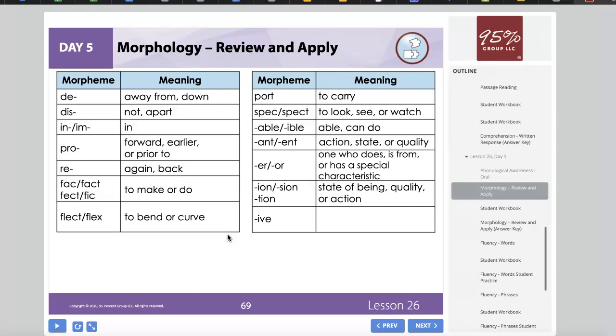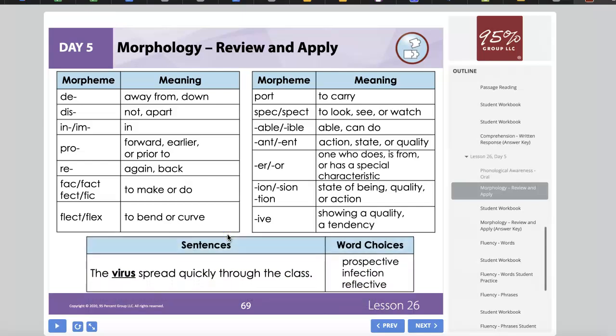D, dis, NM, pro, re, fact, feck, fic, flect, flex, port, spec, spect, able, ibble, ant, int, or, shun, shun, shun, if.